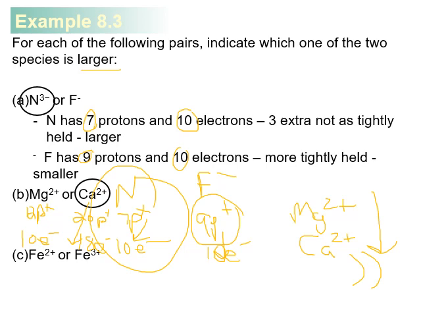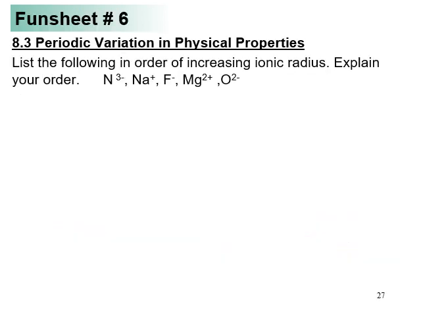Iron 2+ or 3+? I think iron 2+ is going to be larger because once you lose another electron, you're going to have a higher attraction from the nucleus. So iron 2+ is larger. So now try fun sheet number 6. This gives you an idea of how to do that. Now this one's mixing up anions and cations, so you've got to think about that. And you can always go back to that one picture in your textbook.